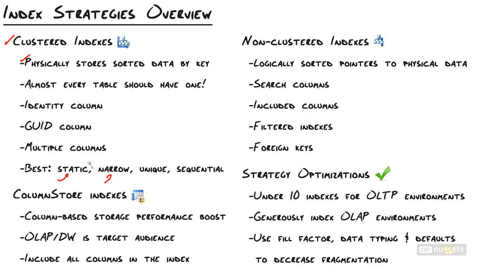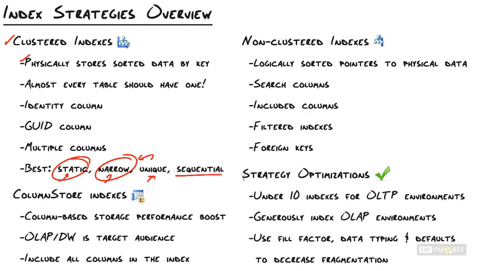So static, narrow, very important. Unique is also important because if we choose a clustered index key that isn't unique, SQL Server is going to make it unique by appending 4 bytes to the end of it, which is really just going to play in here to how narrow our key is. Because if we do not have a very unique column, then all of a sudden we're not going to have a very narrow column either.